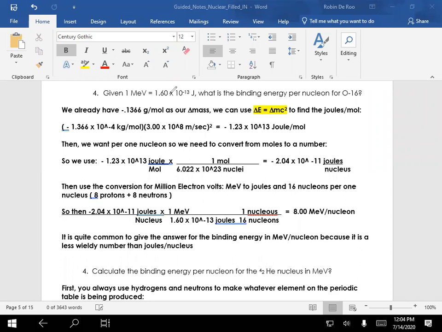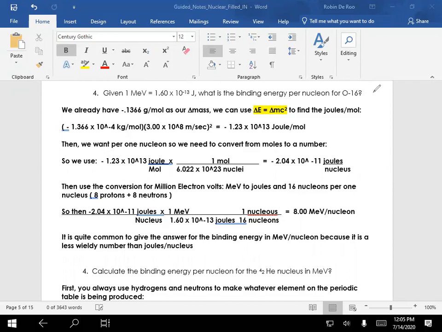So we learned how to calculate the difference in mass, but we're going to be using another unit. It's called MeV, million electron volts. This is a convenient unit because we can take a small amount of energy and make it into 1 MeV. So 1 MeV equals 1.6 times 10 to the minus 13 joules. So we're given this, and then we're asked for what's called the binding energy per nucleon for oxygen 16.